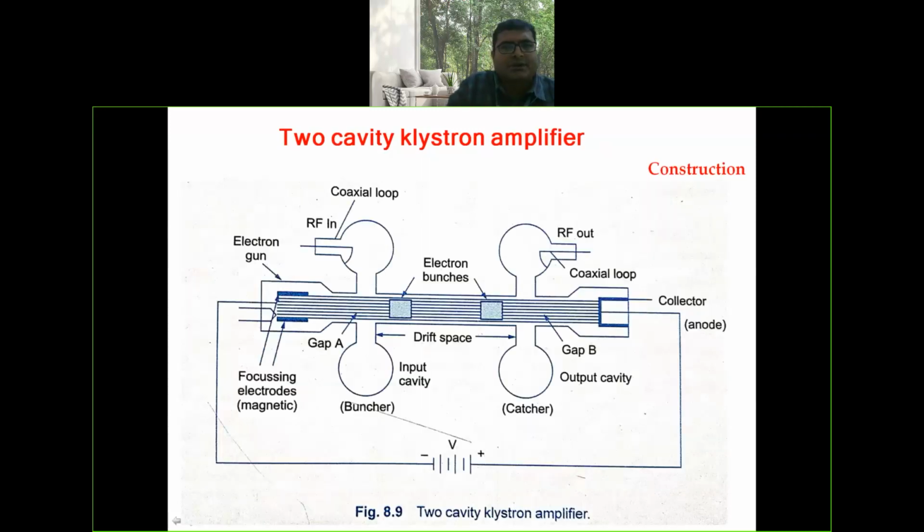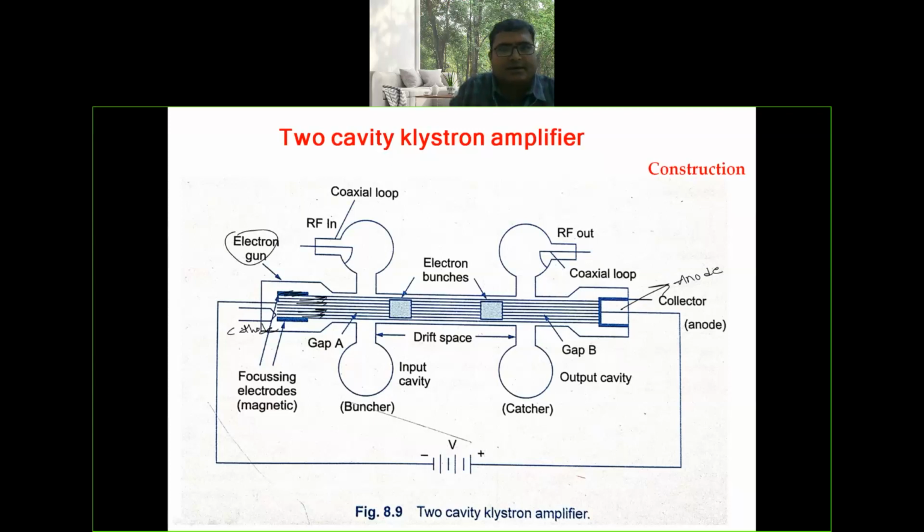This is the schematic diagram of two cavity Klystron amplifier. The Klystron amplifier consists of electron gun. In that, this is the position of cathode where the electrons are generated, and this is the position of anode. Here, the filaments or focusing electrodes are used inside the electron gun to focus the generated electrons into the tube.